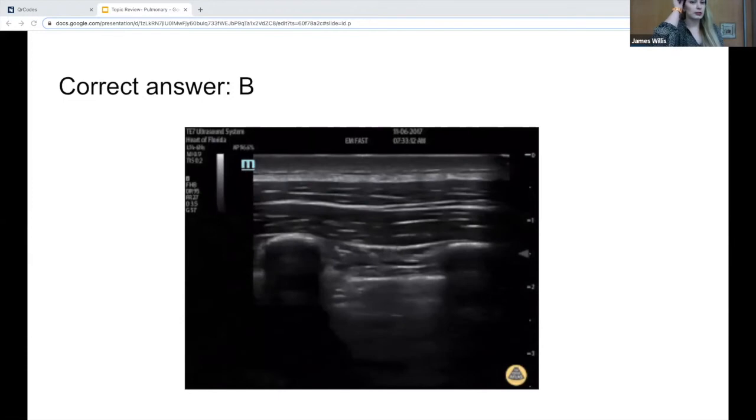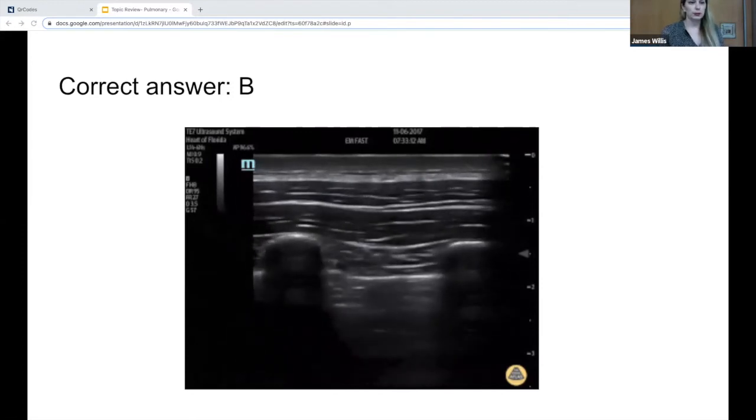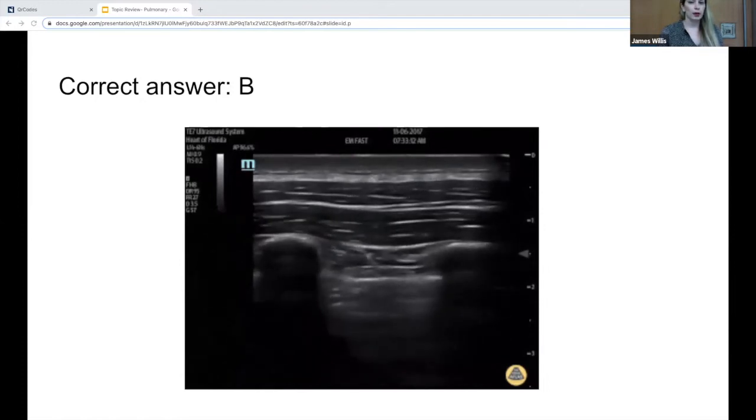Just to go over the other answer choices. Choice A was progressive dyspnea on exertion, bilateral lower extremity swelling that you would potentially see in CHF, and some findings on ultrasound. You could see B lines, you could see poor EF. Choice C was acute wheezing, dyspnea, which is asthma. You may not really find anything on ultrasound. Choice D, fever, chills, productive cough, that's pneumonia.